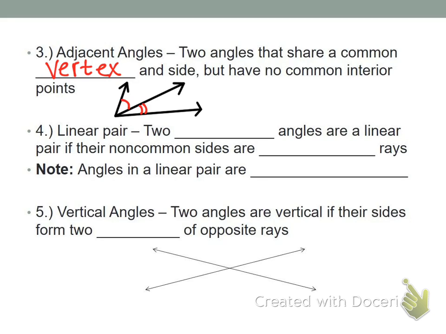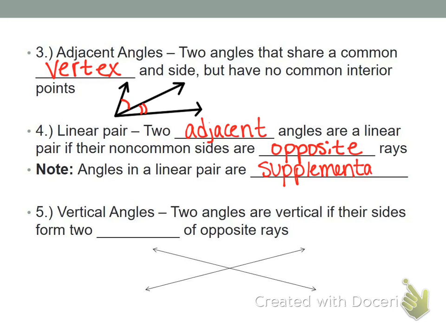For a linear pair, we have two adjacent angles. They are a linear pair if their non-common sides are opposite rays. Note, angles in a linear pair are supplementary. They make up a straight line. They add up to 180.